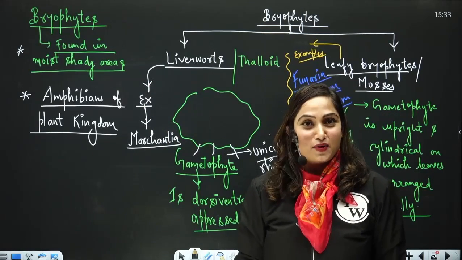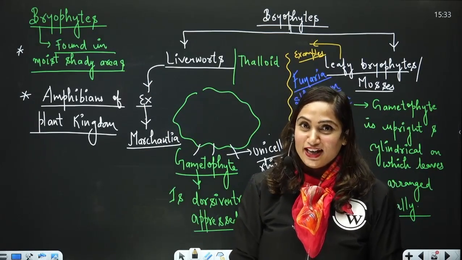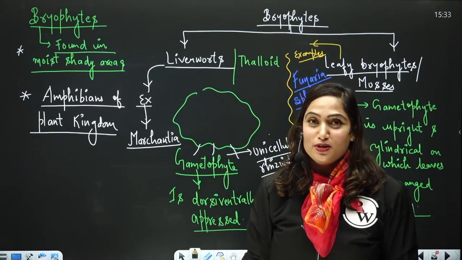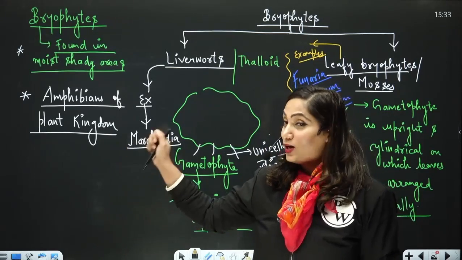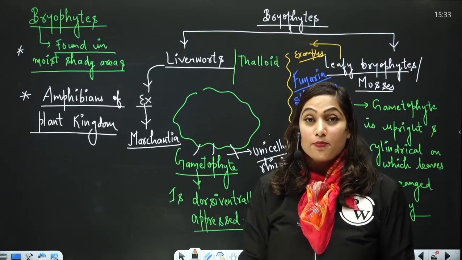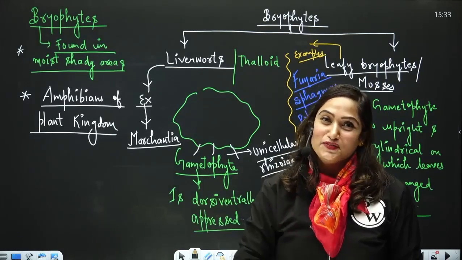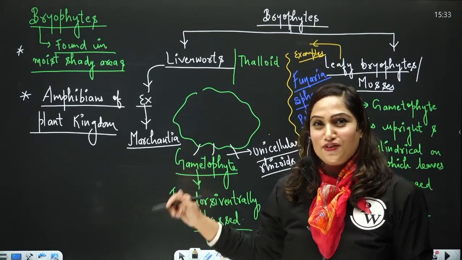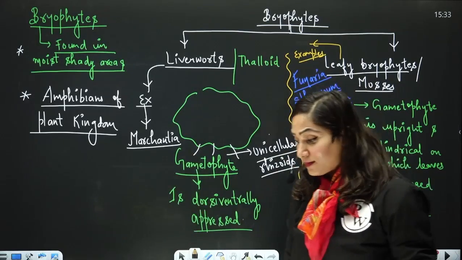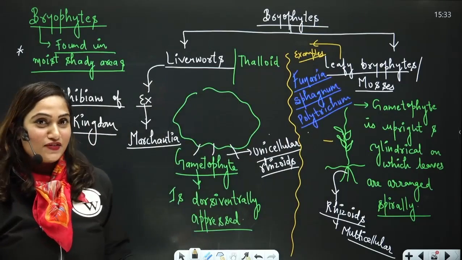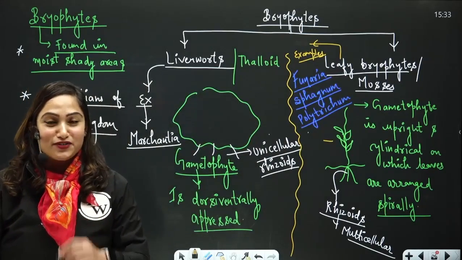Obviously, they are found in moist and shady areas. They are called the amphibians of plant kingdom. Why are they called amphibians of plant kingdom? Because they reside on land, but they need water for fertilization. So they are amphibians of plant kingdom. Now, let's talk about the dominant phase of life cycle of bryophytes, that is gametophyte.